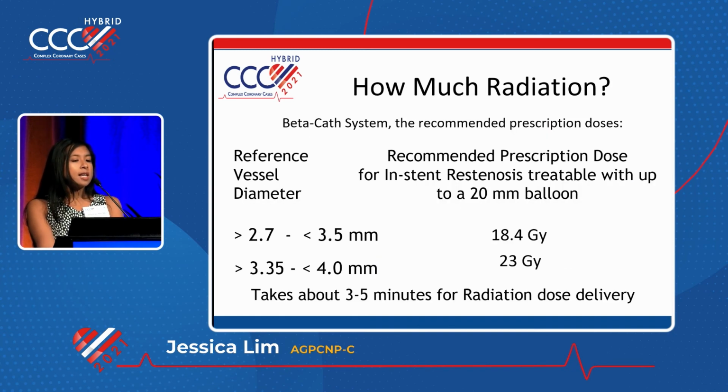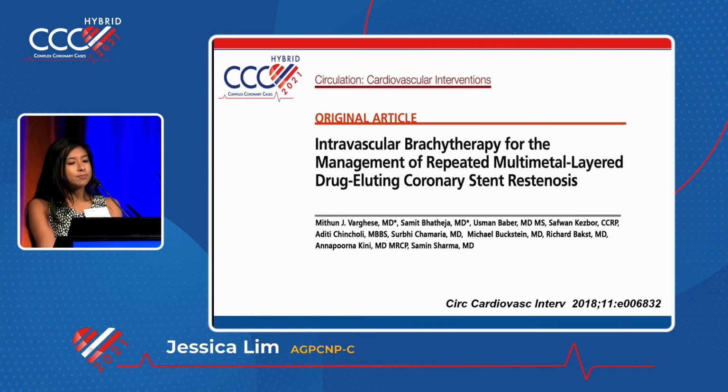And another question that they ask is how much radiation do we actually use? So it all depends on the vessel diameter. If the vessel is between 2.7 to 3.5 millimeters, we use 18.4 grays. 3.35 to 4 millimeters, we do 23 grays. And usually it takes about 3 to 5 minutes for the radiation dose delivery.